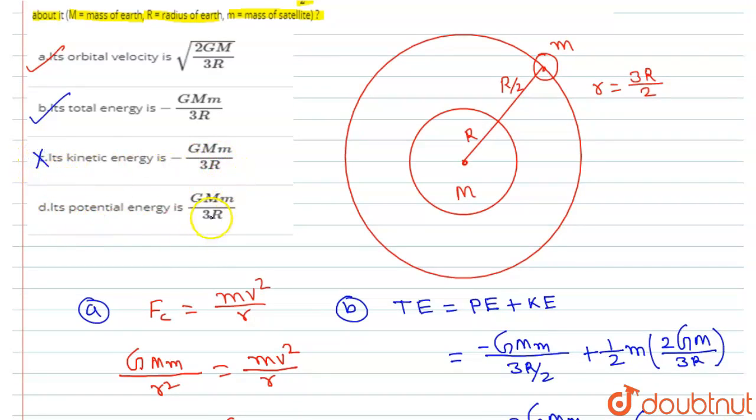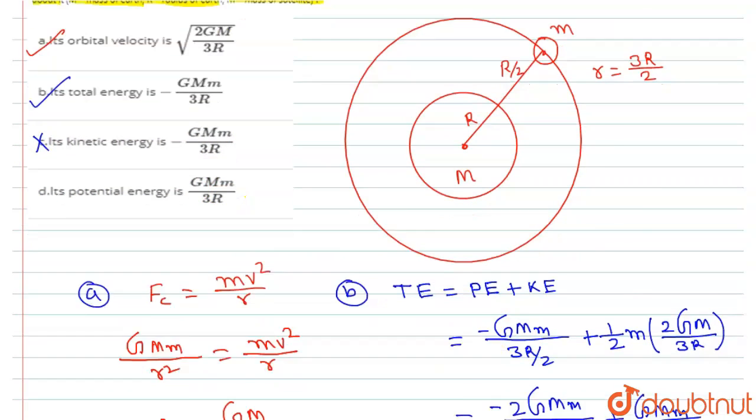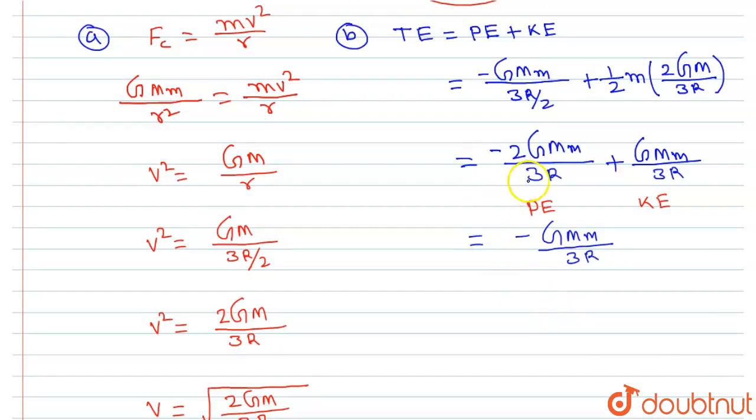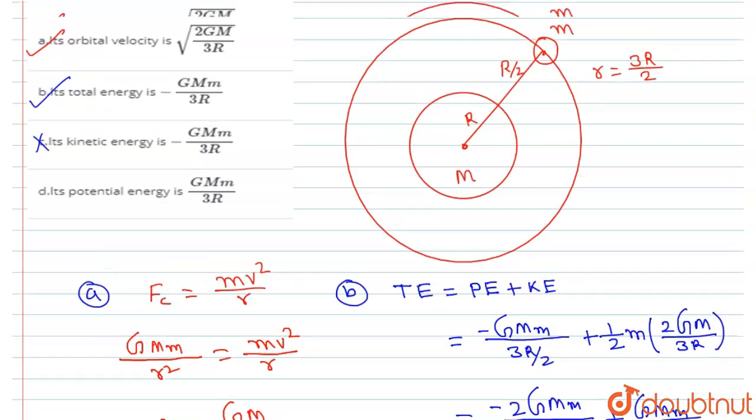Now its potential energy is given as GMm divided by 3r. Here we can see that the potential energy is minus 2GMm by 3r, so this is also wrong. Clear? Now only A and B are the right options for this question.